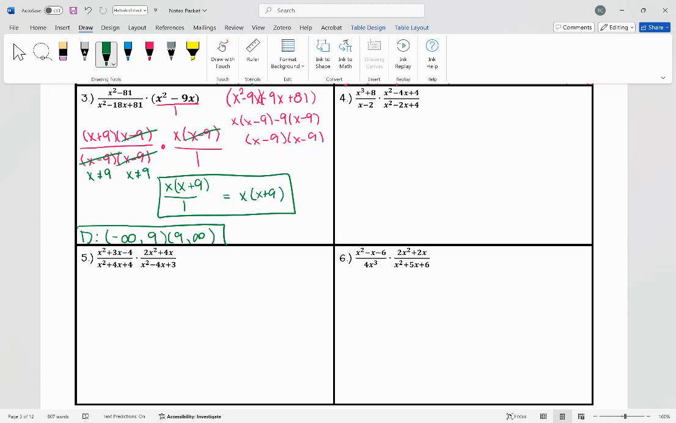Okay, go ahead and try the last 3 on your own. I would pause the video. Okay, go through, factor everything, cancel everything. Make sure you state the domain in interval notation.